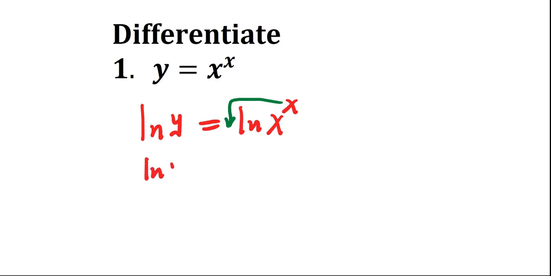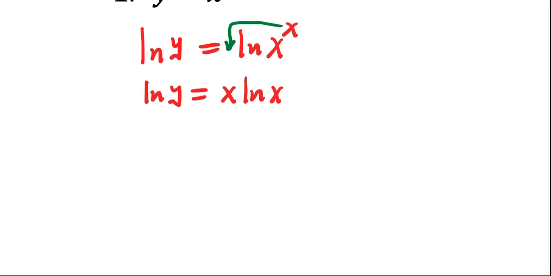All right, question 1. To differentiate this question, we need to take the logarithm of both sides. So this will become ln y equals ln x to the power of x. And we can bring the power down here. So this will become ln y equals x ln x.